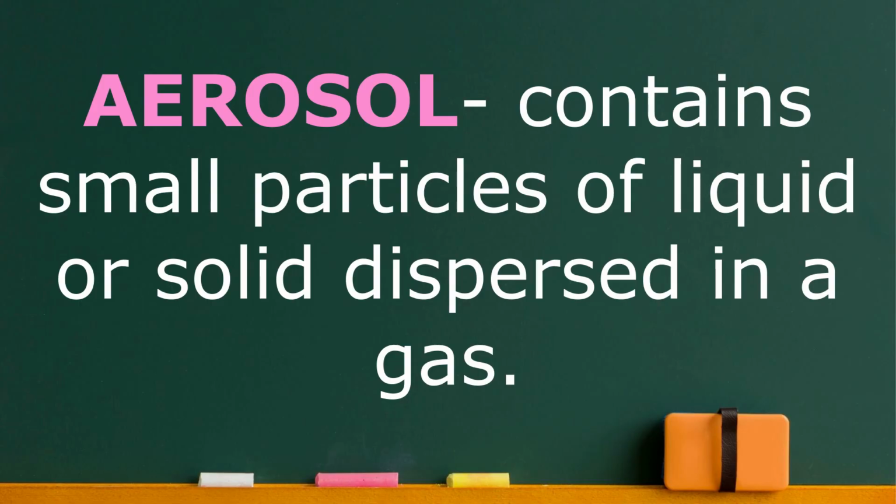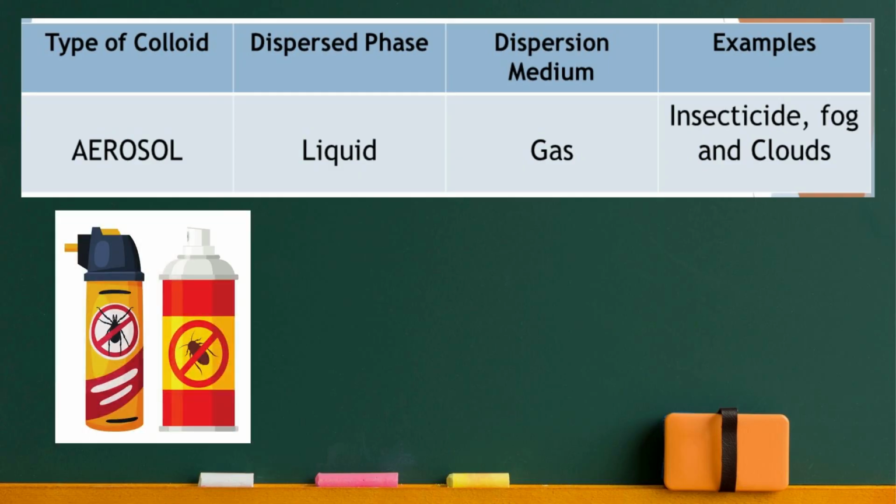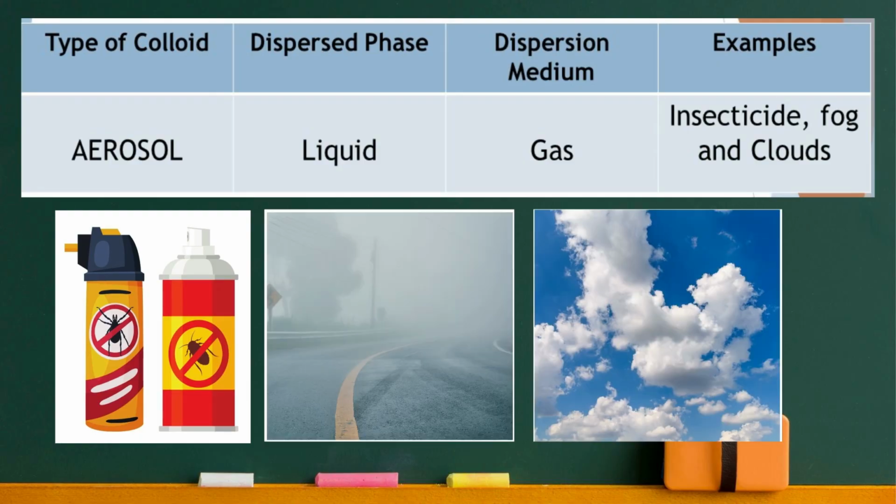Aerosol contains small particles of liquid or solid dispersed in a gas. Type of colloid: aerosol, dispersed phase liquid, dispersion medium gas. Examples: insecticide, fog, and clouds.